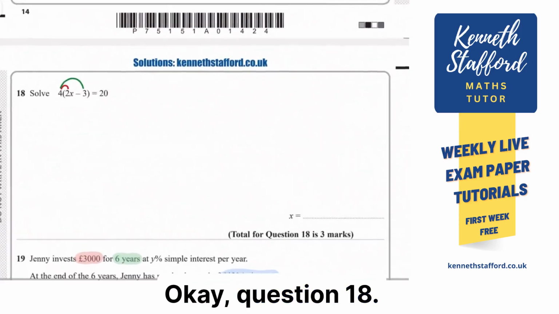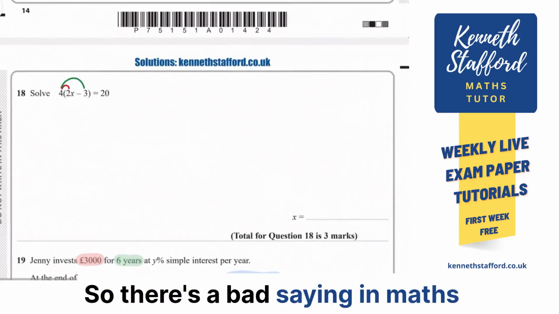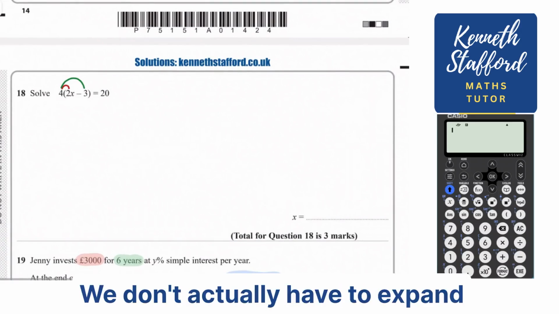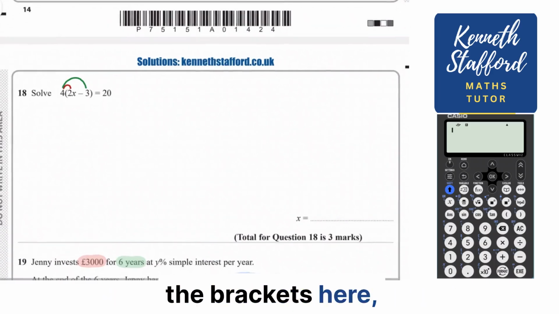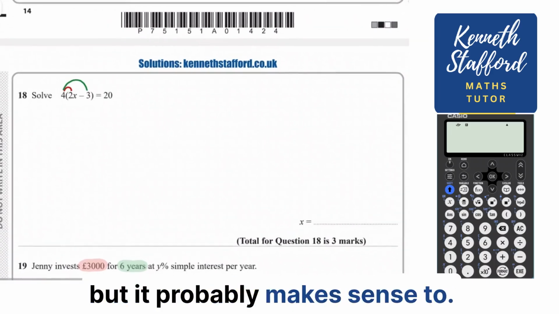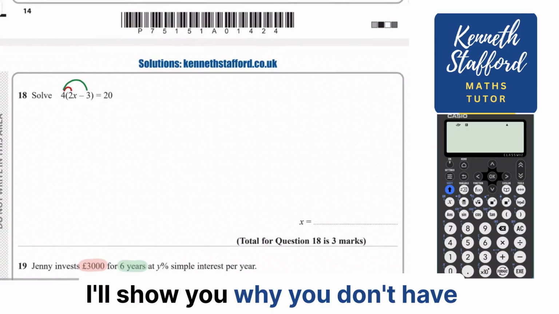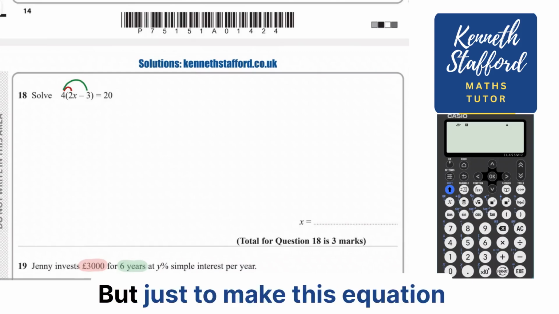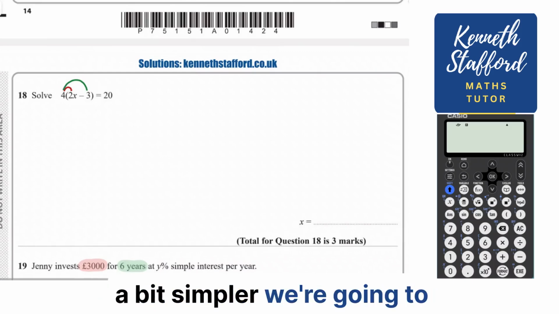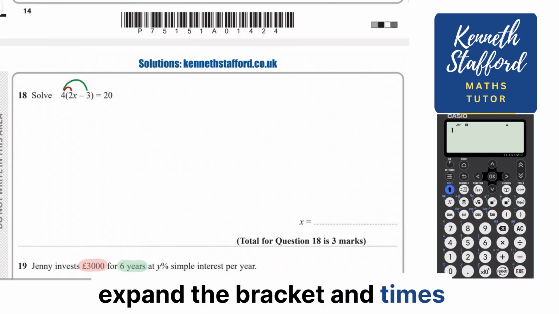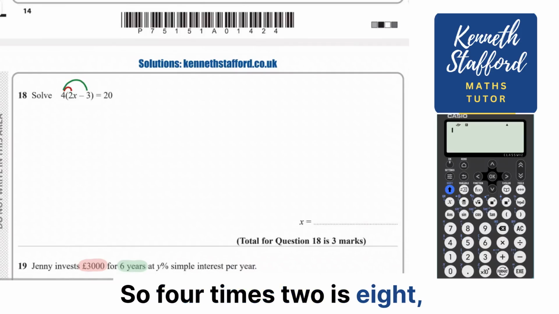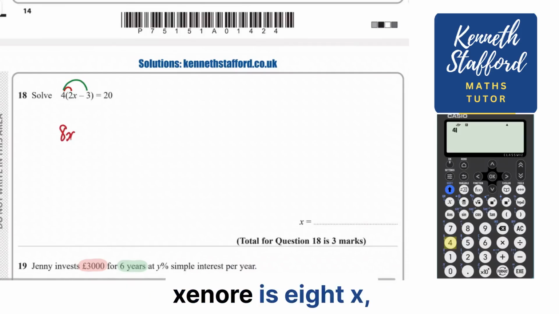Okay, question 18. So there's a bad saying in maths teaching, if in doubt, expand the brackets. We don't actually have to expand the brackets here, but it probably makes sense to. I'll show you why you don't have to expand the brackets as the second part of this. But just to make this equation a bit simpler, we're going to expand the bracket and times everything in the brackets by 4. So 4 times 2 is 8. 4 times 2x is 8x.